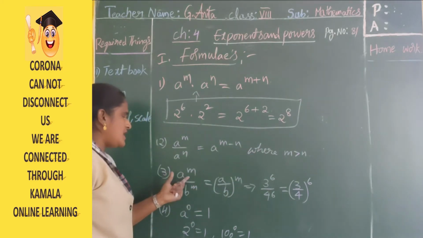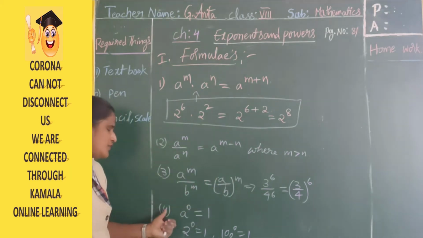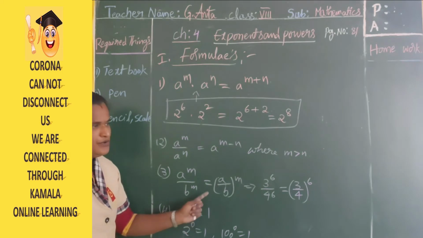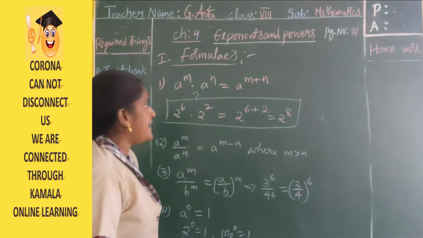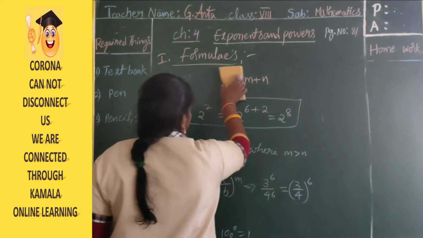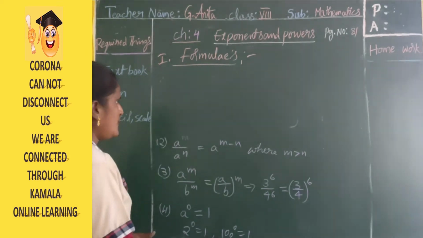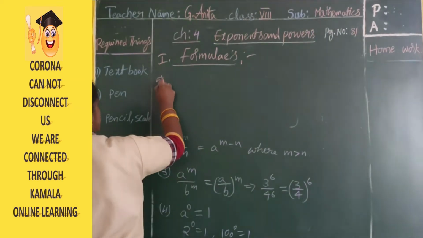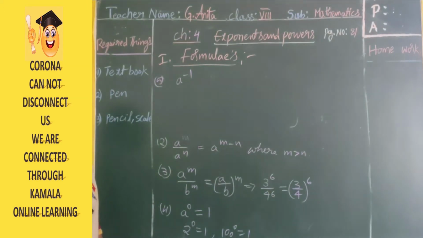And the third formula is a power m by b power n is equal to (a by b) whole power n. Next, the fourth formula is a power 0 is equal to 1. So something power 0 is always 1. Next, the fifth formula, that is a power minus 1.